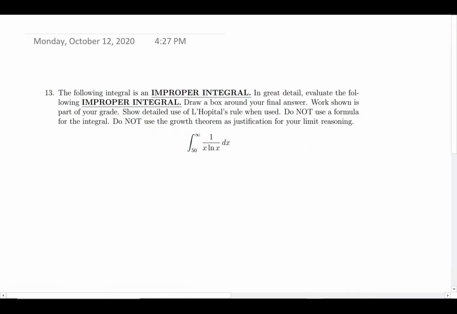Hi, this is Mark. This is going to be the last set of this series covering a Calculus 2 midterm exam, and I'm going to cover problems 13 and 14 for this set. For this problem, we're evaluating the indefinite integral of 1 over x ln x dx.